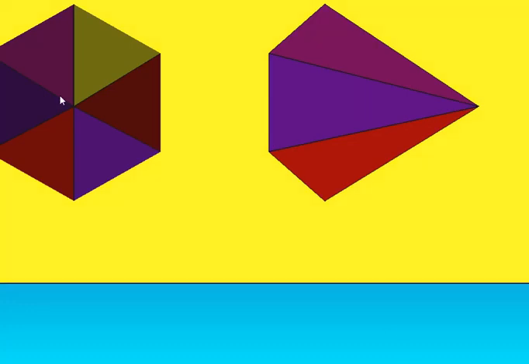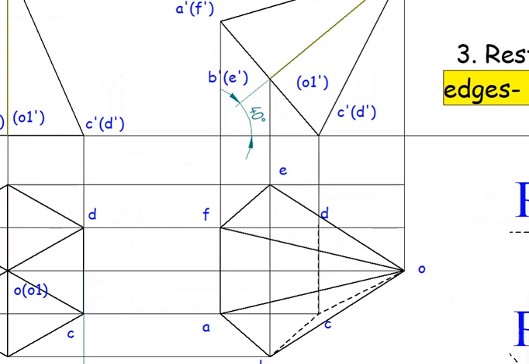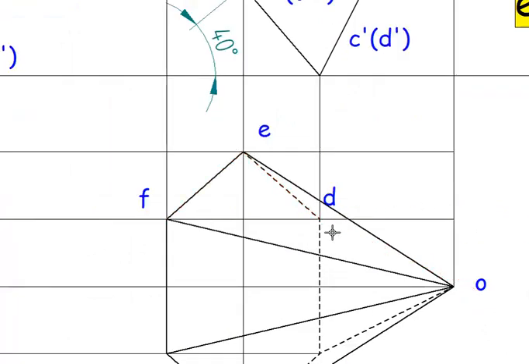Then we need to see the hidden edges. The farthest point for an observer is C dash D dash. So the line joining C dash D dash should be in hidden lines. So C is joining to where? C to O, C to B, C to D. So C to B is hidden line, C to O is hidden line, and C to D point is also hidden line. D to E is also hidden line. D to O is hidden line.